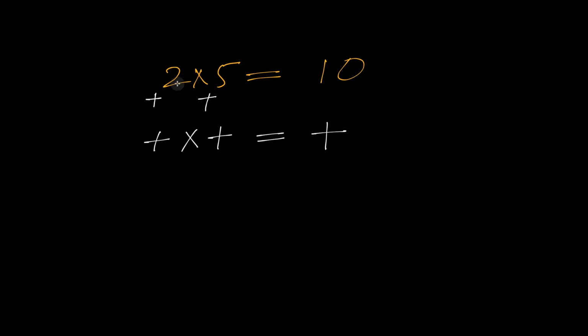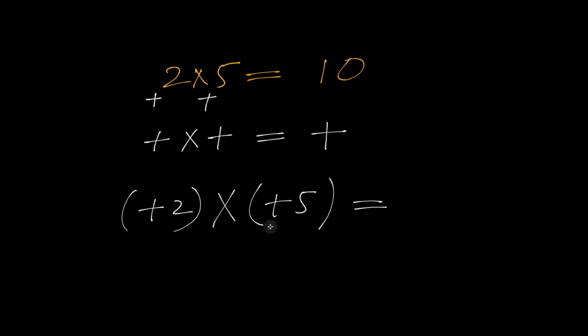Can we say 2 as plus 2? And this plus 2 I am going to multiply with plus 5. So the product of two positive numbers: this is the first number, this is the second number. We are going to get a positive number, which is the product, 2 into 5 is 10. So we are going to get a positive number.